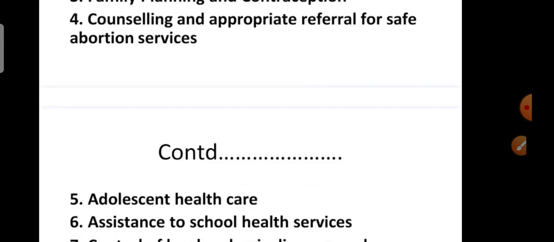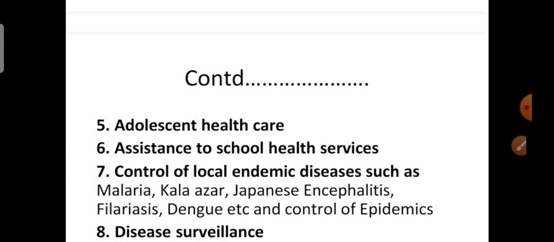Next, adolescent health care, assistance to school health services, and control of local endemic diseases. Endemic is a non-stop problem in a particular place. Nalgonda district is very famous for fluorosis; it is called endemic. Then malaria, kala-azar, Japanese encephalitis, filaria, dengue, etc., and control of epidemics. Epidemics are sudden outbreaks of diseases, like a sudden outbreak of malaria in particular places. It's clear, na? Disease surveillance.